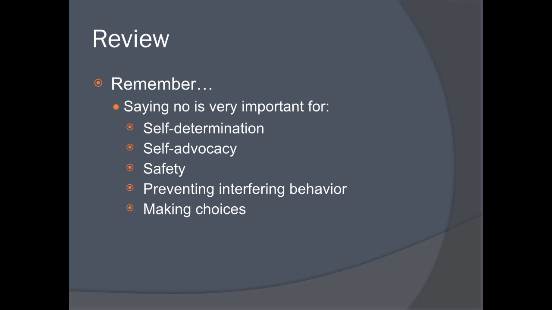To review, teaching students how to appropriately say no to others is not only critical communication, it is also a critical safety and self-determination skill. Additionally, it can prevent problem behavior, but only if it is more effective than the behavior it is replacing at accomplishing escape or refusal.